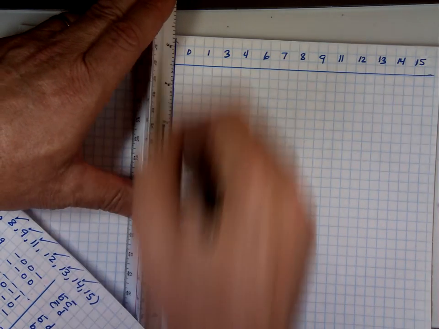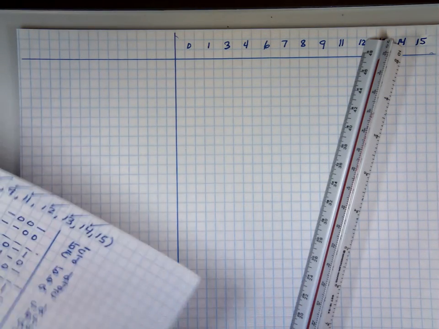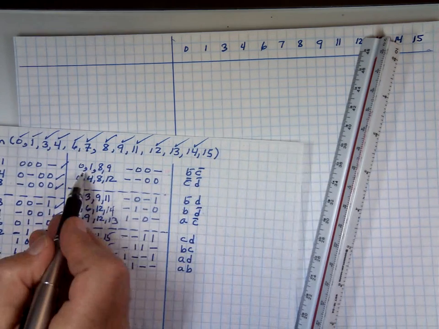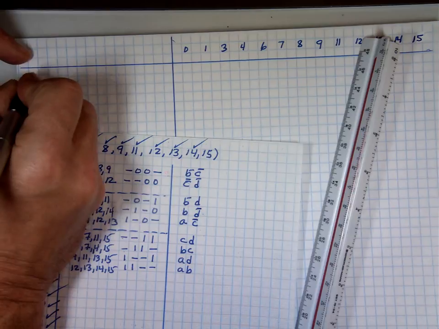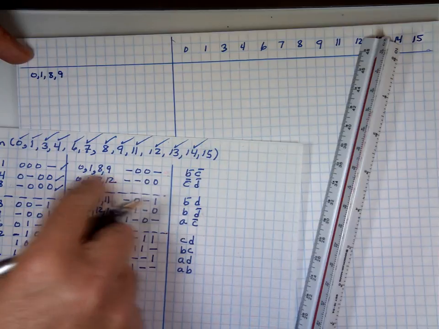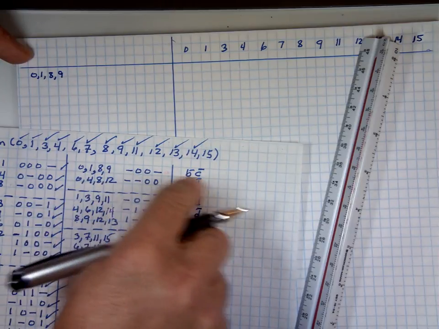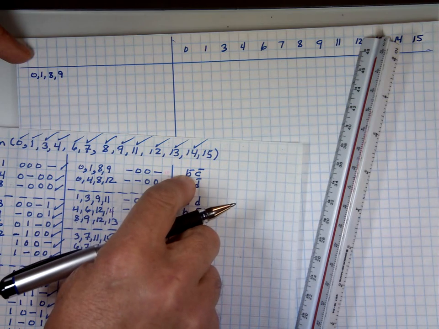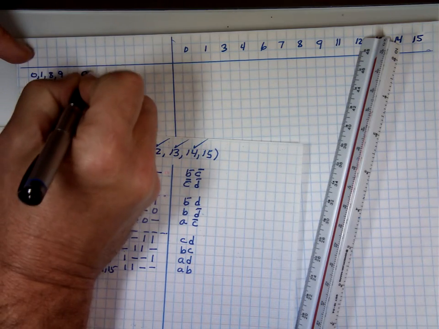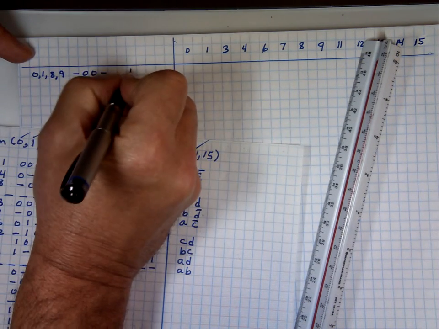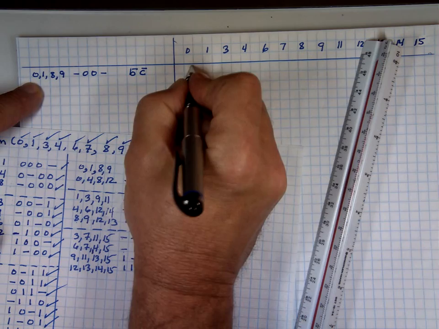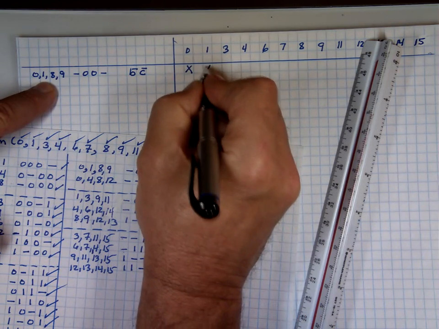So notice the first one I'm reading here is this one, because all these have check marks next to them. 0, 1, 8, 9. And that's what? Is that B bar, C bar? Can you see it? B bar, C bar. I can write dash, 0, 0, dash. That's B bar, C bar, and that should cover boxes 0, 1, 8, 9.